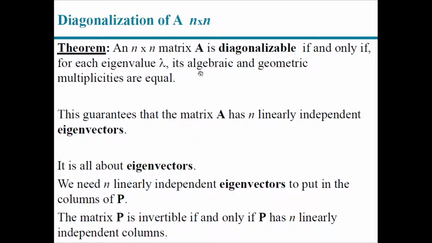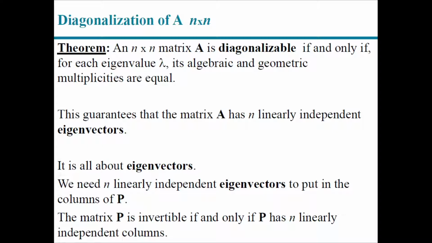So if we have algebraic multiplicity equal to geometric for each eigenvalue, that guarantees that we will have n linearly independent eigenvectors. And remember, it's all about eigenvectors. Do I have n linearly independent eigenvectors? Because I need to put them in the columns of P, and P needs to be invertible. And we know by now that a square matrix is invertible if and only if all the columns are linearly independent.